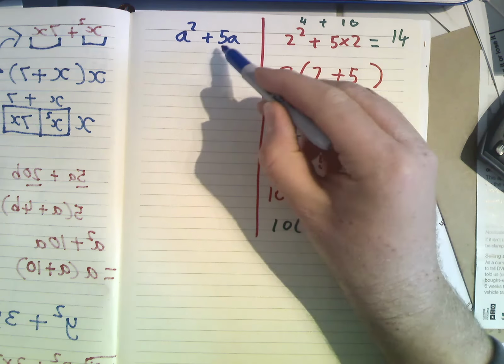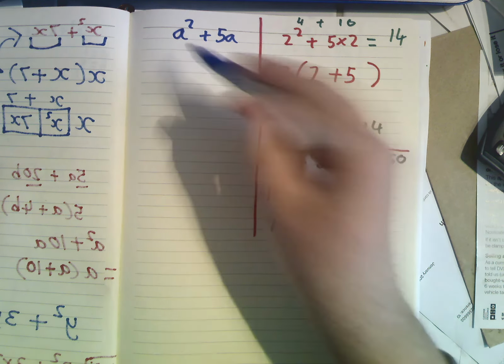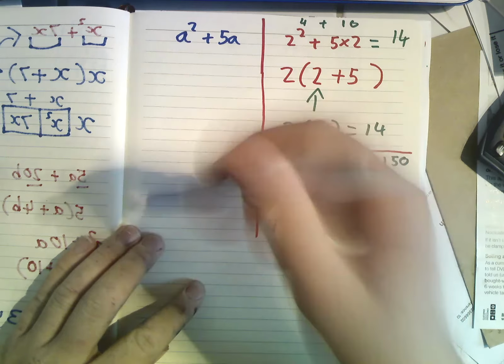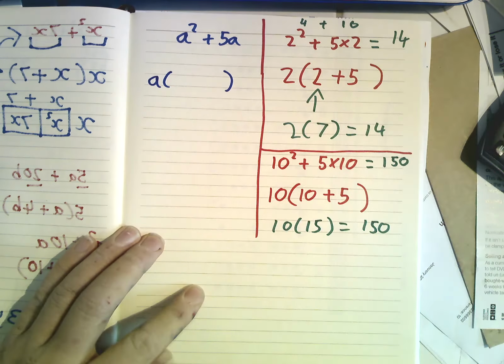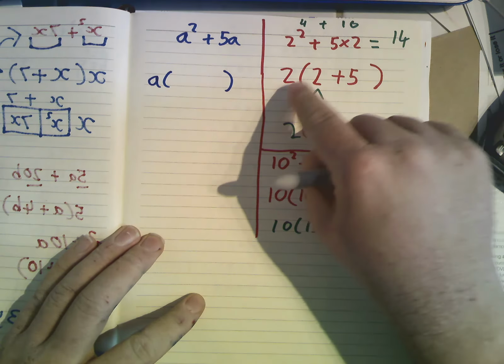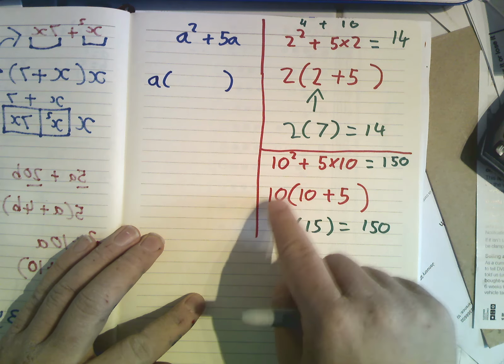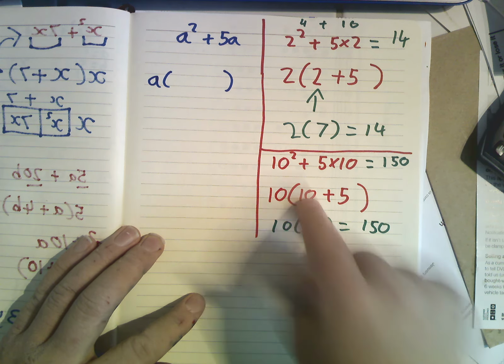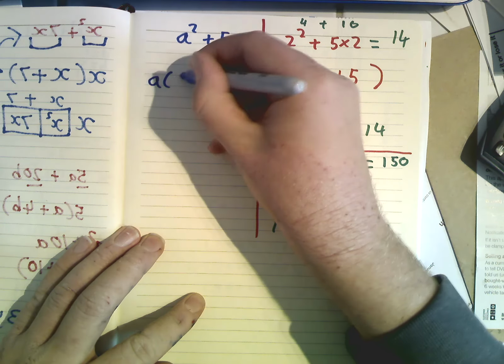A squared plus 5a, what is the highest common factor of a squared plus 5a? Well, I see an a here and an a here. So a is a common factor. 2 squared divided by 2 is 2. 10 squared divided by 10 is 10. A squared divided by a is a.